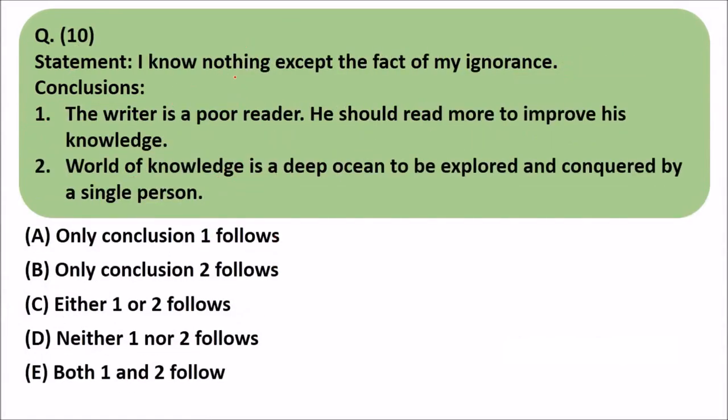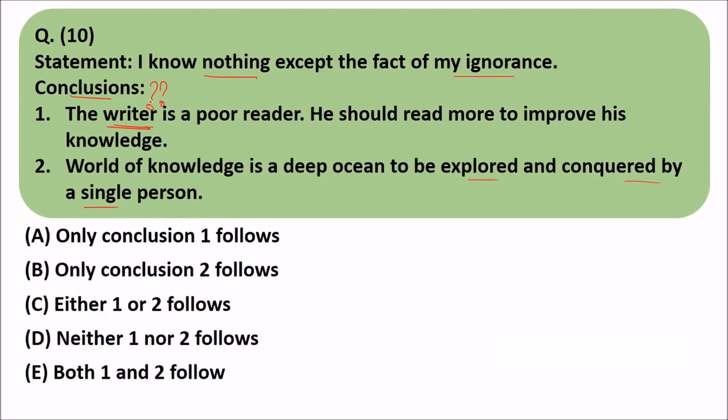Statement: I know nothing except the fact of my ignorance. Conclusions: the writer is a poor reader. He should read more to improve his knowledge. World of knowledge is a deep ocean to be explored and conquered by a single person. Now over here statement is I know nothing except the fact of my ignorance. That means the person knows nothing except that he knows only one fact, that is that the person is ignorant. Okay. Now the conclusion. First is the writer is a poor reader. He should read more to improve his knowledge. Now where in God's name is it given that the person is a writer? Okay, so this is not at all related to the statement, or we can say this is assuming that the person is a writer.